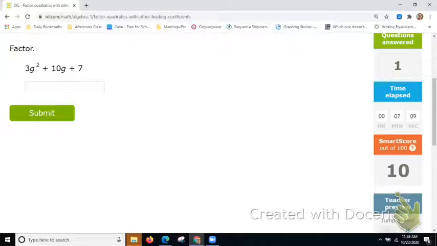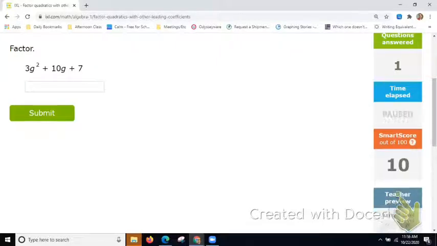This problem I'm going to show you both ways. I'm going to show you factoring by grouping, and I'm going to show you the asterisk. So first, let's look at one with grouping, where we split the middle and then group.